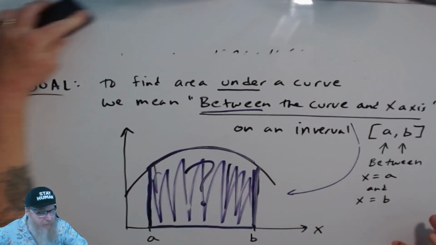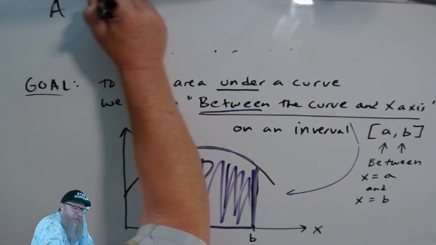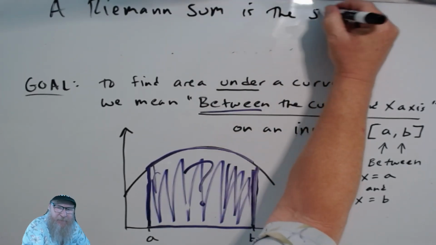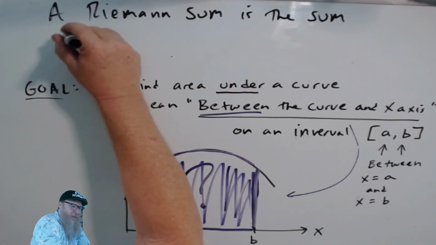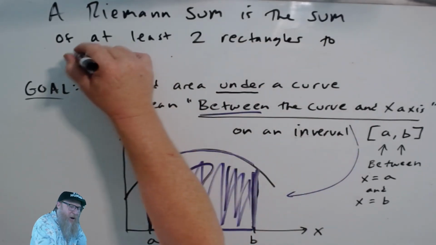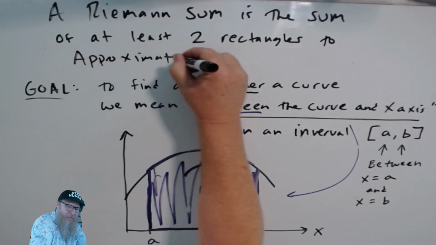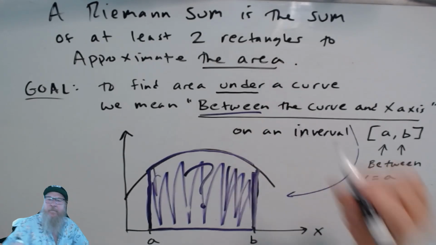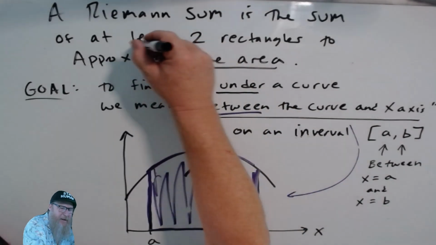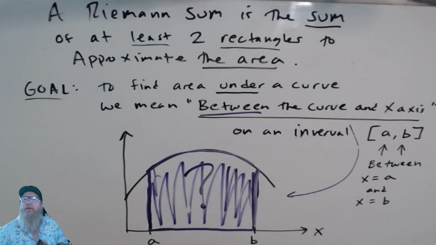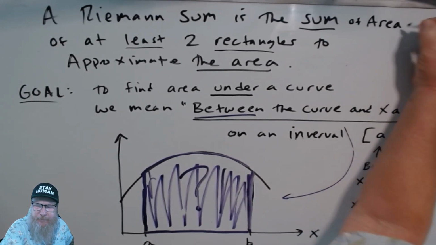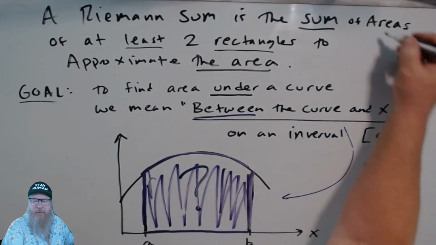And so what makes a Riemann sum? A Riemann sum is the sum of at least two rectangles to approximate the area. So underneath this graph, we will draw at least two rectangles, and then we will add them up. I should say the sum of the areas, because we have to have the area.